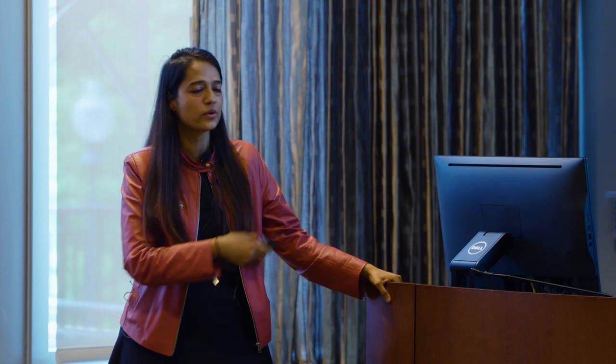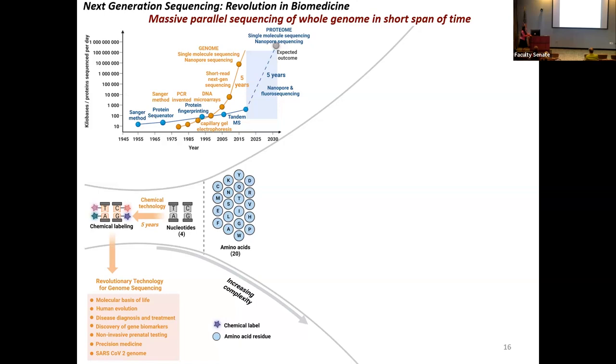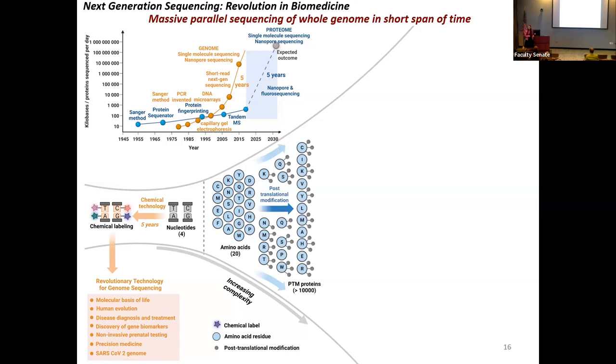So the question arises: if chemical methods can solve this problem for genome sequencing, why were we not able to solve the problem of protein sequencing? And the answer is because protein is way more complicated than the genome. As you can see here, there are four nucleotides which form the entire genome, whereas there are 20 amino acid residues which form proteins. And not only that, these 20 amino acid residues further undergo modification. It makes it so complicated to analyze the proteome.